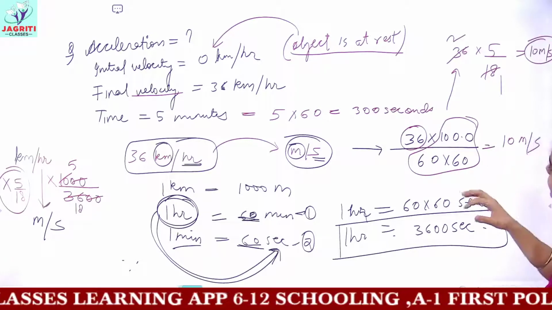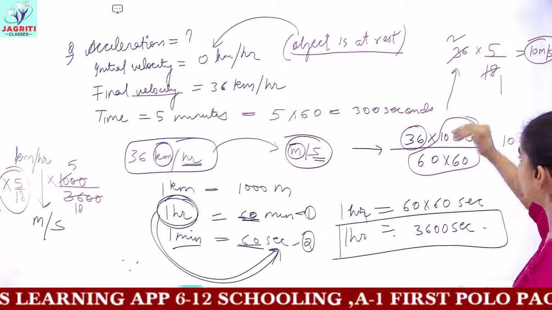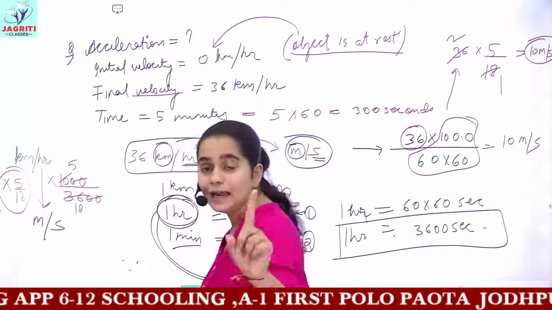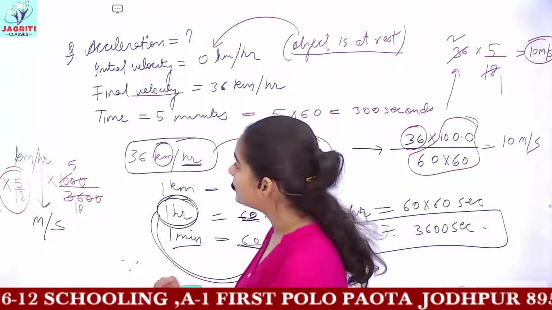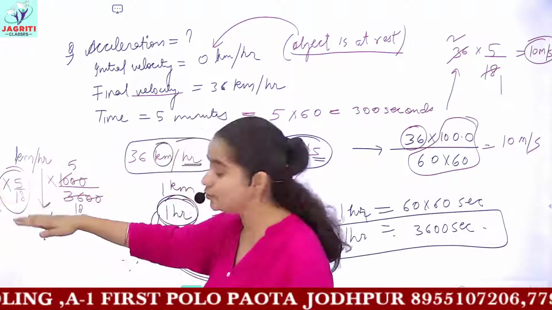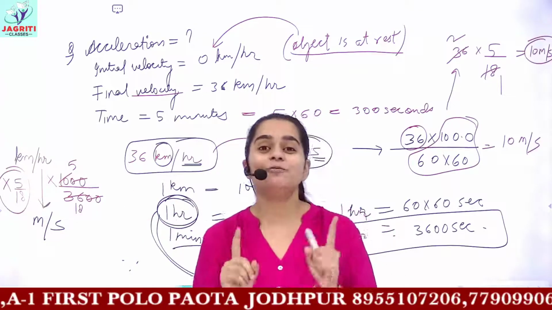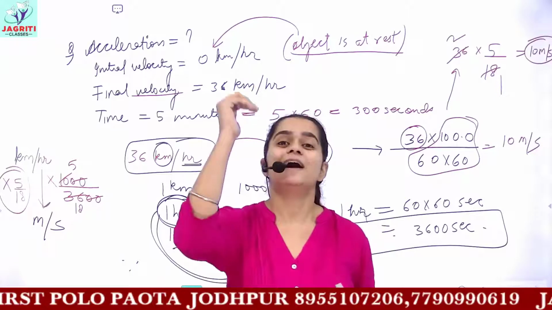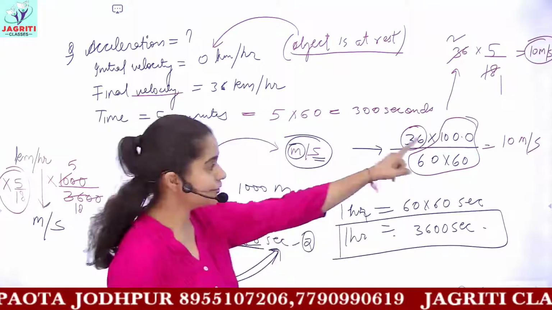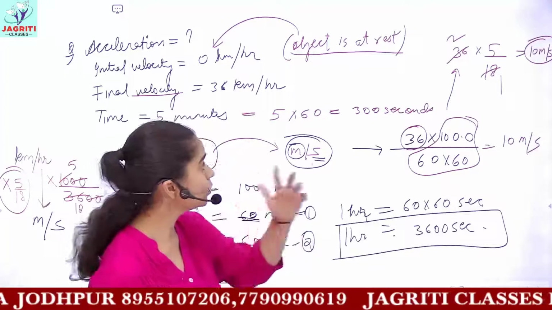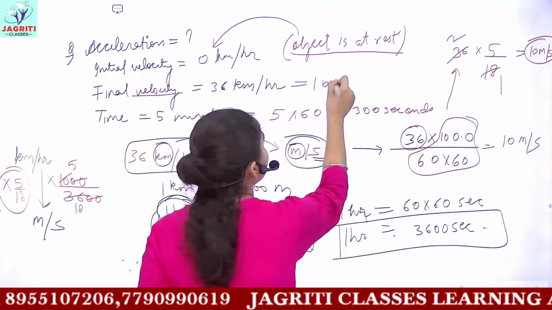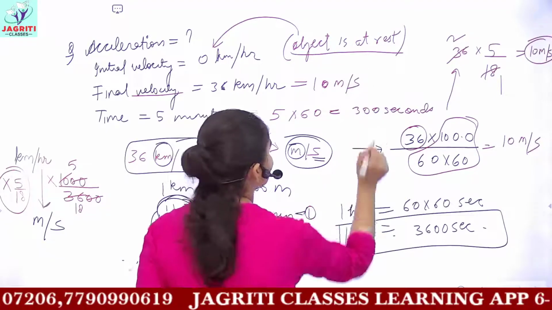So what I have done is I have simplified the factor 1000 upon 3600 as 5 upon 18. And remember now, whenever you are given a question in kilometer per hour and you have to convert the value to meter per second, you have to multiply that with 5 by 18. How did you get 5 by 18? I told you here. So 36 kilometer per hour would be 10 meter per second.